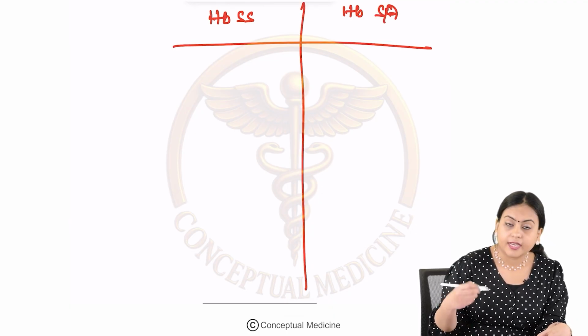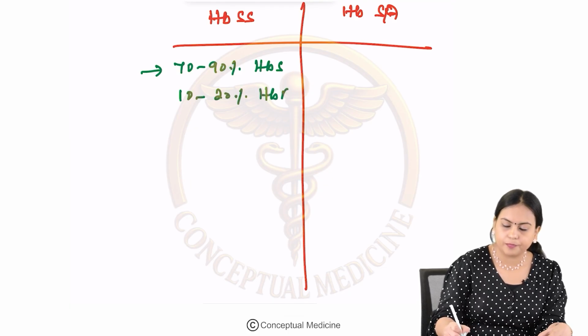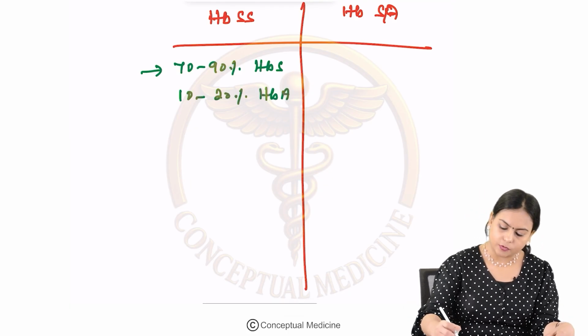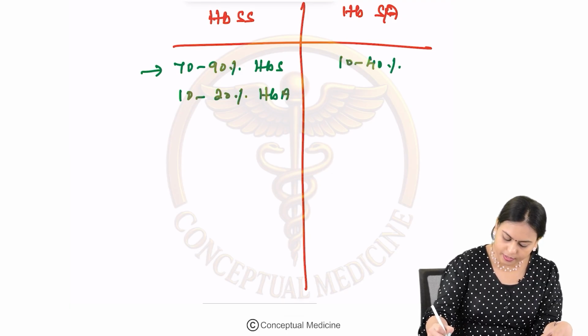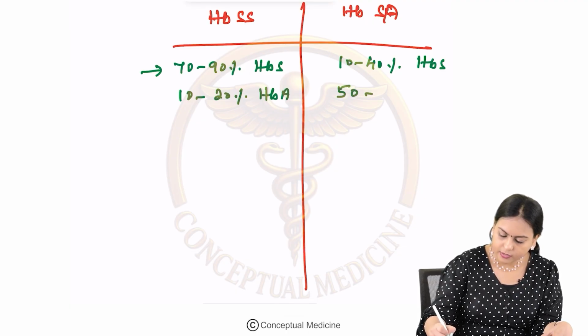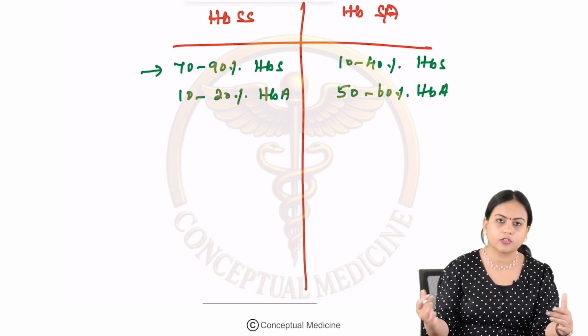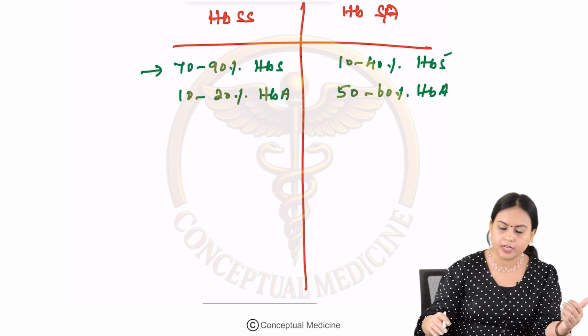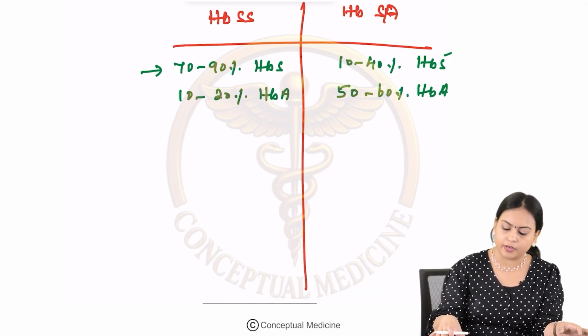In HbSS, 70 to 90% is HbS and 10 to 20% is going to be HbA. Whereas in HbSA, it is only 10 to 40% of HbS and the remaining 50 to 60% is HbA. So, which is good? This one is good, right? Because they are having more normal hemoglobin. A means adult hemoglobin, right?